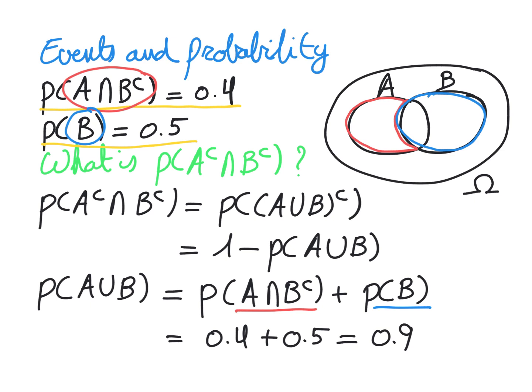Okay, this means that we're done, because we were looking for the probability of A complement intersection B complement. We already obtained that this, because of the complement rule and De Morgan's law, must be equal to 1 minus the probability of A union B. And we just found out that the probability of A union B is 0.9, so this must be 0.1. So that's the answer that we're looking for. The probability of A complement intersection B complement is equal to 0.1.